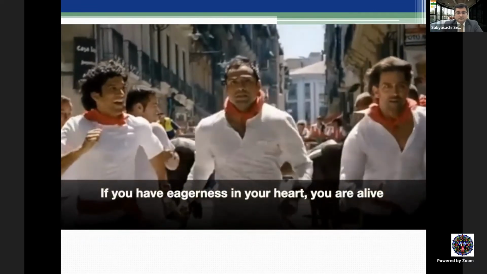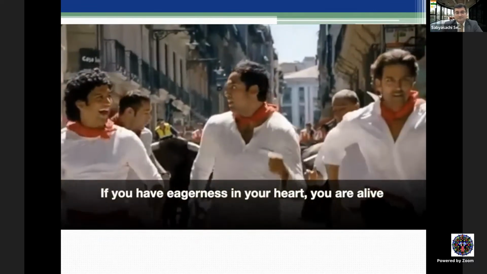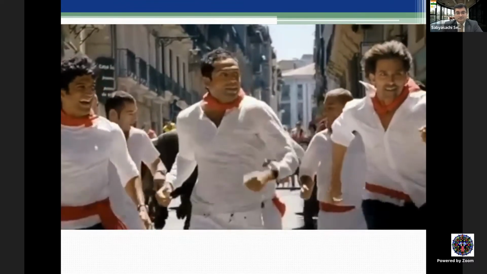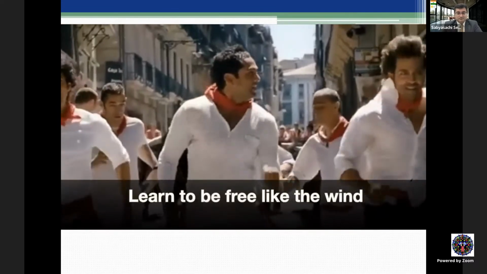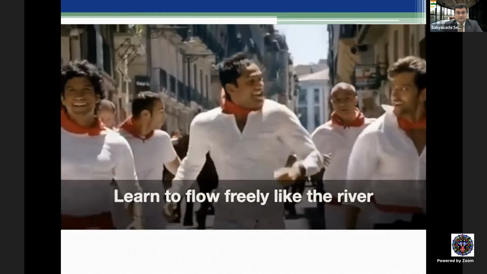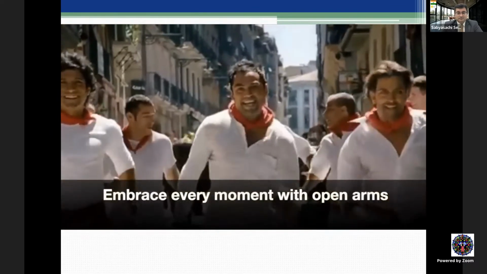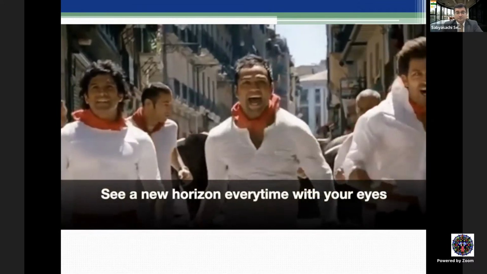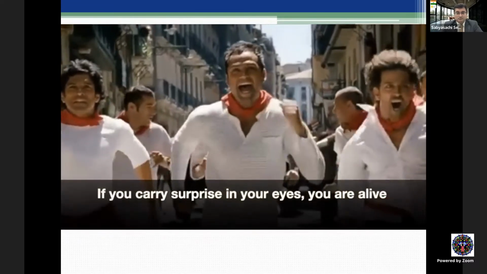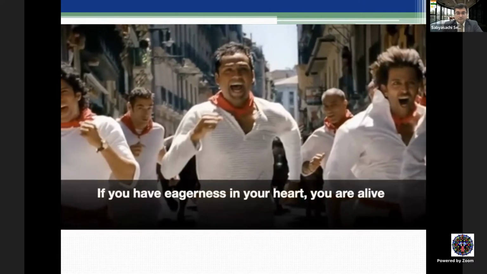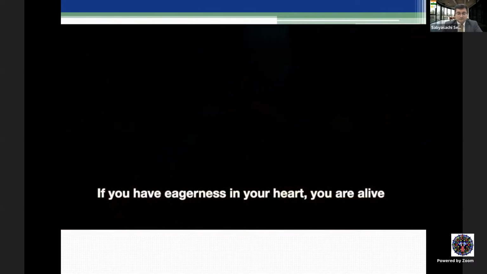दिलों में तुम अपनी बेताबियां लेके चल रहे हो तो जिंदा हो, नजर में ख्वाबों की बिजलियां लेके चल रहे हो तो जिंदा हो, हवा के झोंकों के जैसे आजाद रहना सीखो, तुम एक दरिया के जैसे लहरों में बहना सीखो, हर एक लम्हे से तुम मिलो खोले अपनी बाहें, हर एक पल एक नया समा देखे ये निगाहें, जो अपनी आंखों में हैरानियां लेके चल रहे हो तो जिंदा हो तुम, दिलों में तुम अपनी बेताबियां लेके चल रहे हो तो जिंदा हो तुम.